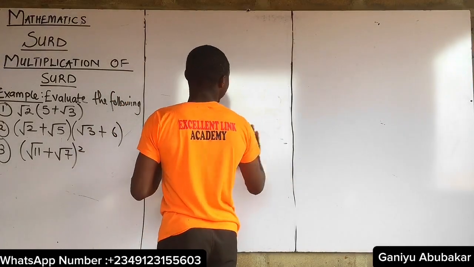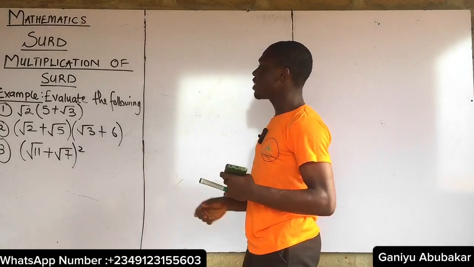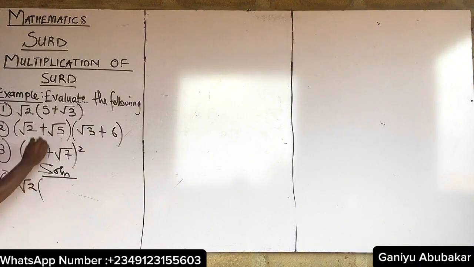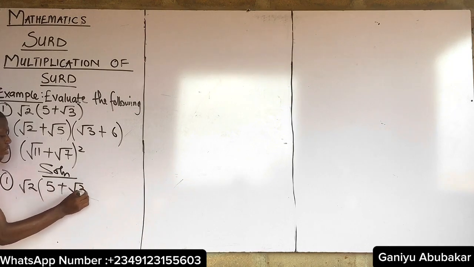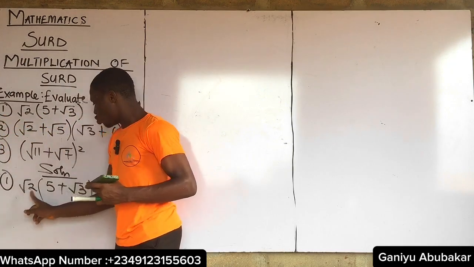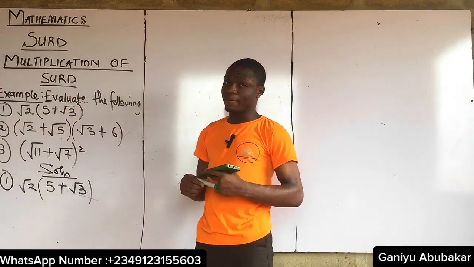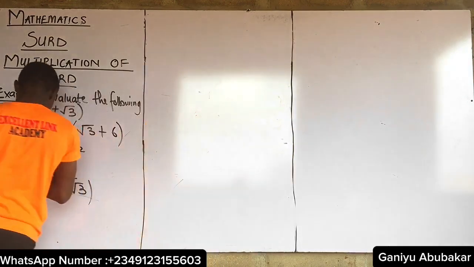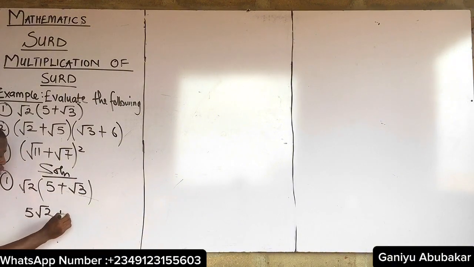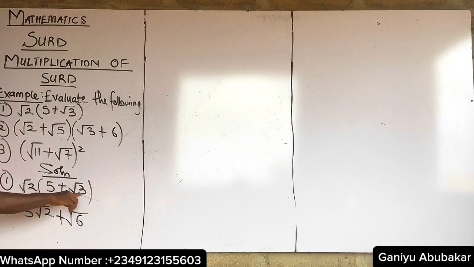So how do you multiply this given surd? Let's get this done. Solution number one: I'm having root 2 into 5 plus root 3. My first task is to use this root 2 to expand through the bracket. Root 2 times 5 gives 5 root 2, and root 2 times root 3 gives plus root 6, since 2 times 3 is 6.